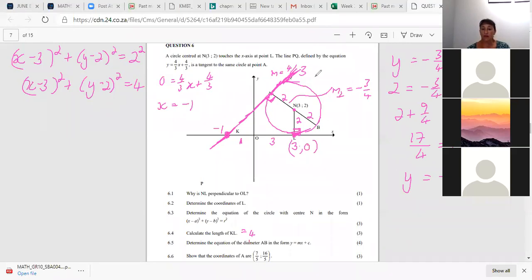Okay, so your opposite gradient to that, the gradient was 4 over 3. This is the opposite gradient because of the 90, so it's minus 3 over 4. And then sub the point in and you find your y-intercept. Okay, so that's the equation of the diameter.